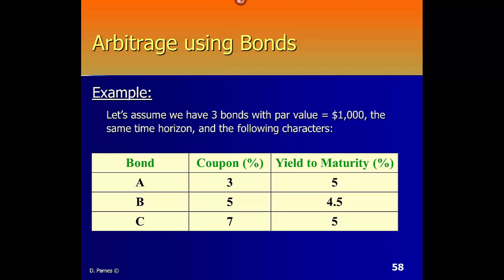Let's see how to do an arbitrage using bonds. But before we do that, let's first understand the meaning of the word arbitrage. Arbitrage is a finance concept that means risk-free money, risk-free return. It's basically a free lunch. Everybody likes to do that.